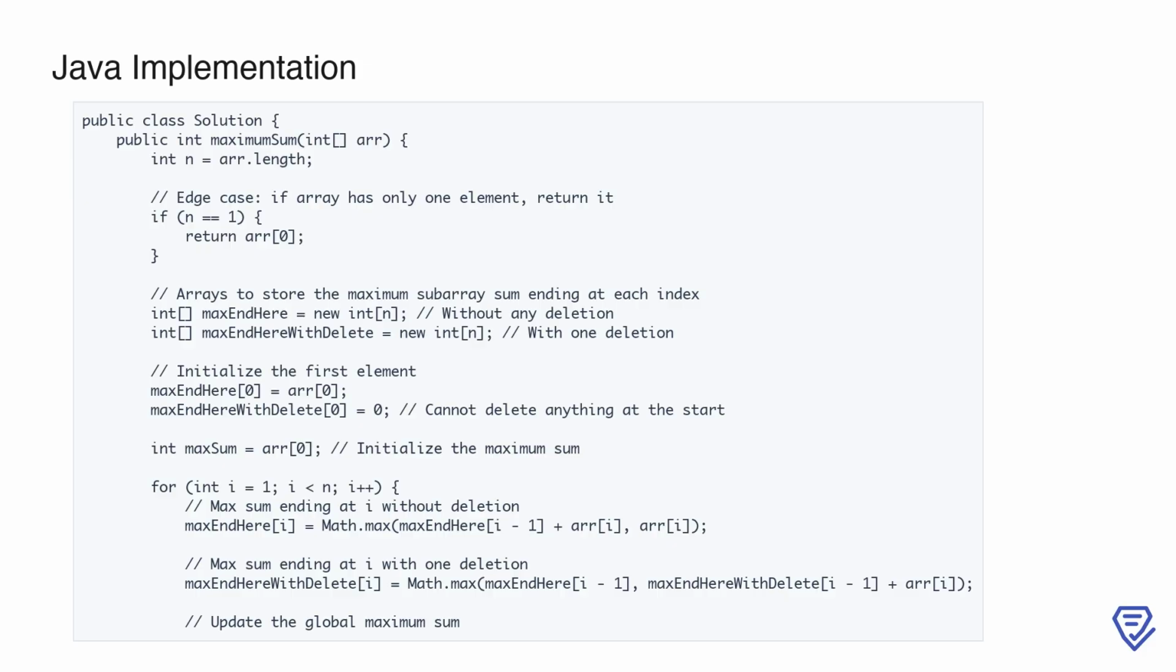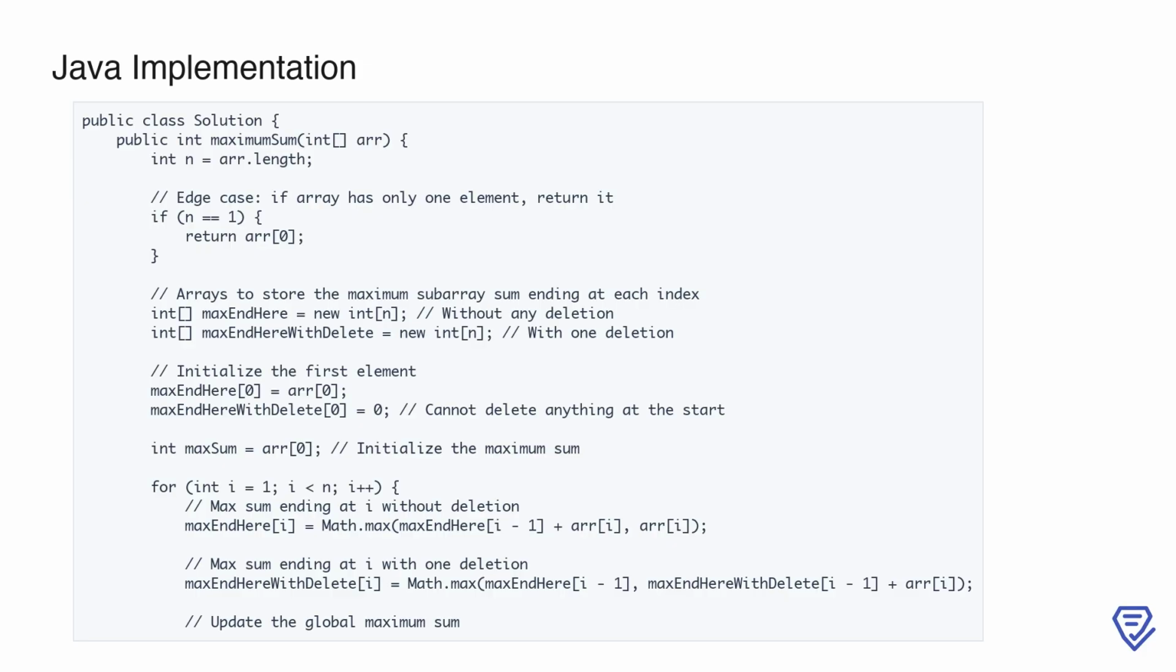We initialize the first element of maxEndHere with the first element of the input array since no deletions are made initially, and we set the first element of maxEndHereWithDelete to 0 because deletion isn't possible at the start of the array. We also initialize the variable maxSum to the first element of the array to track the global maximum sum as we iterate through the array.